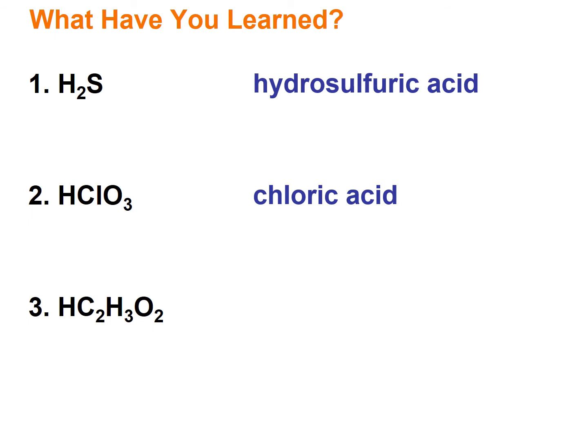What about this crazy thing, number 3? Well, we're pretty sure we're dealing with an acid because we've got the H in front. If you go to a polyatomic ion chart, you would see that the name of this oxyanion is acetate. And ates get that ic ending, so this would be acetic acid. So there you go.